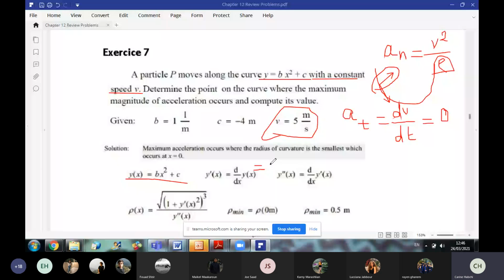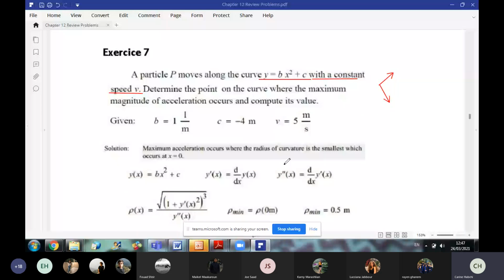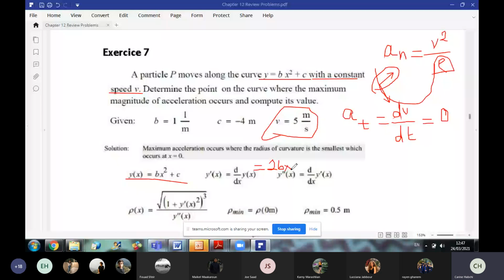While the second derivative will be a constant, a positive constant, equal to 2b. So if you derive another time, you get 2b. Okay, so you can deduce here that the minimum, what I want to determine here is the position for which the acceleration is maximum. To have a maximum, the radius of curvature should be minimum, because a_n is v squared over rho.